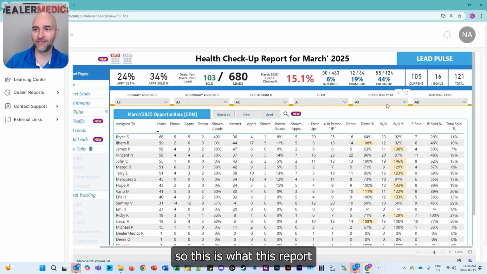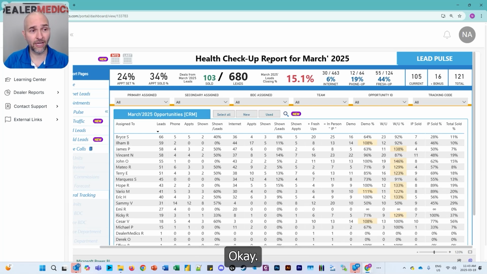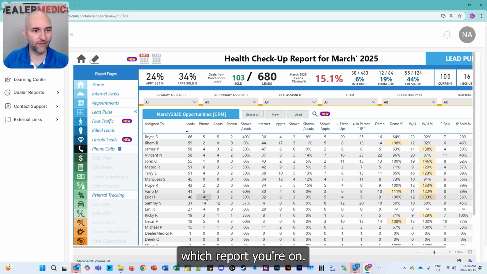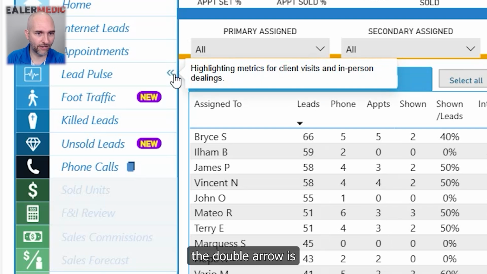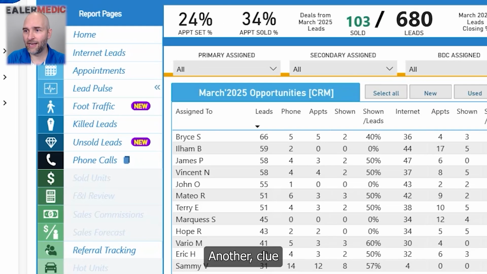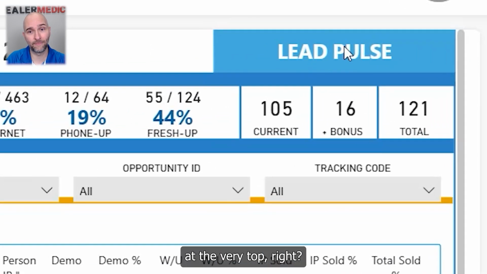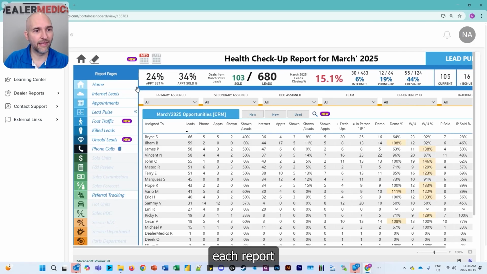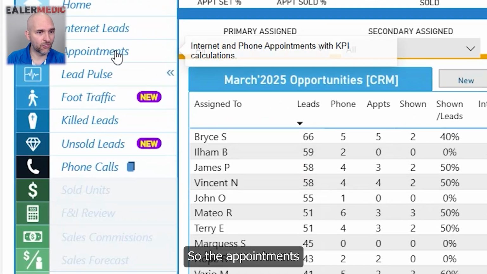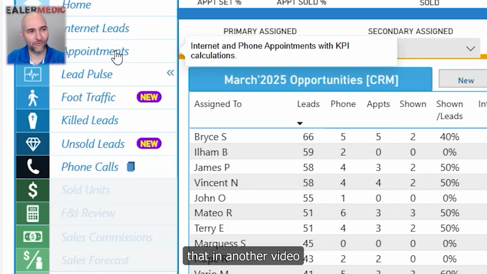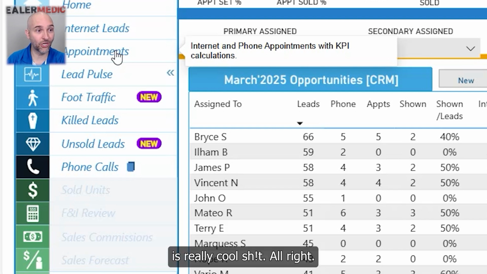So this is what this report does. It just takes into account all of the in-person traffic, okay? Now, if you don't know what the report does, if you scroll to the left here, so you know which report you're on, you're always looking for this double arrow, okay? The double arrow is the report that you're on. Another clue to find out where you are, there's always the report title at the very top right, okay? Also, each report has a description. So the appointments would say internet and phone appointments with KPIs. We're gonna get to that in another video because KPIs is really cool, all right?